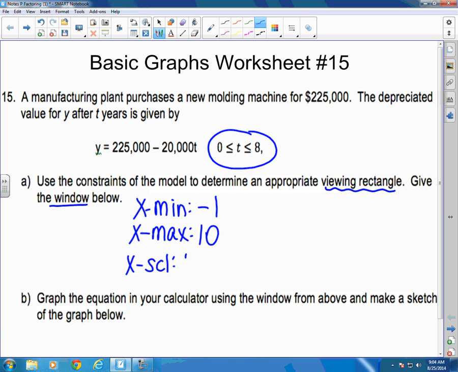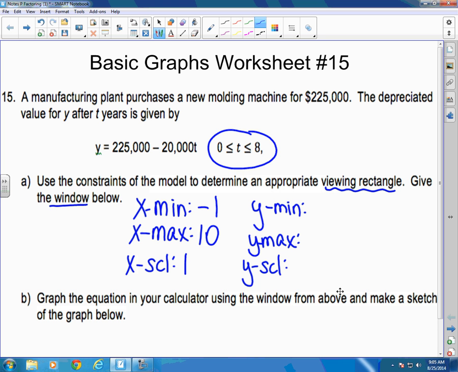The last one is the scale. The scale would be the distance between your tick marks. Because -1 and 10 are so close together, we don't need to change that, so that means each tick mark would represent 1 unit. Now, if we look at our y values, the y min, the y max, and then the y scale. In order to determine that, we need to use the constraints that you are given.